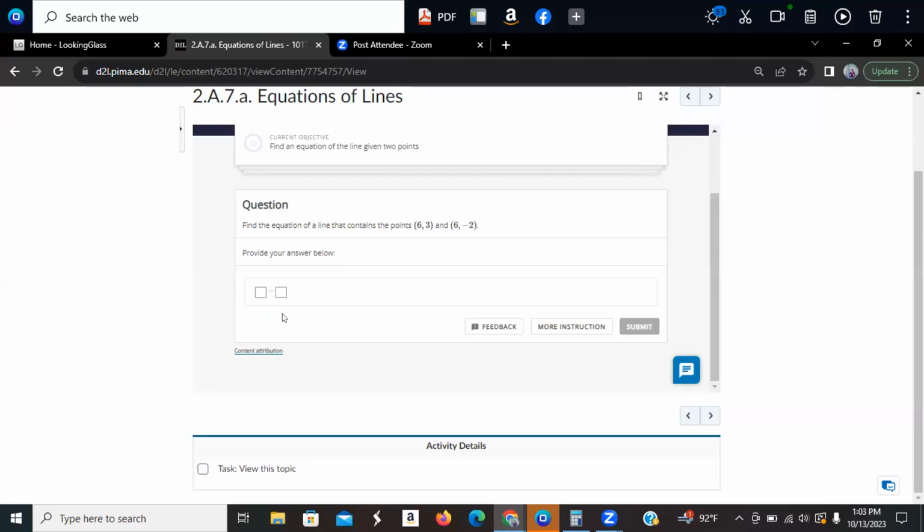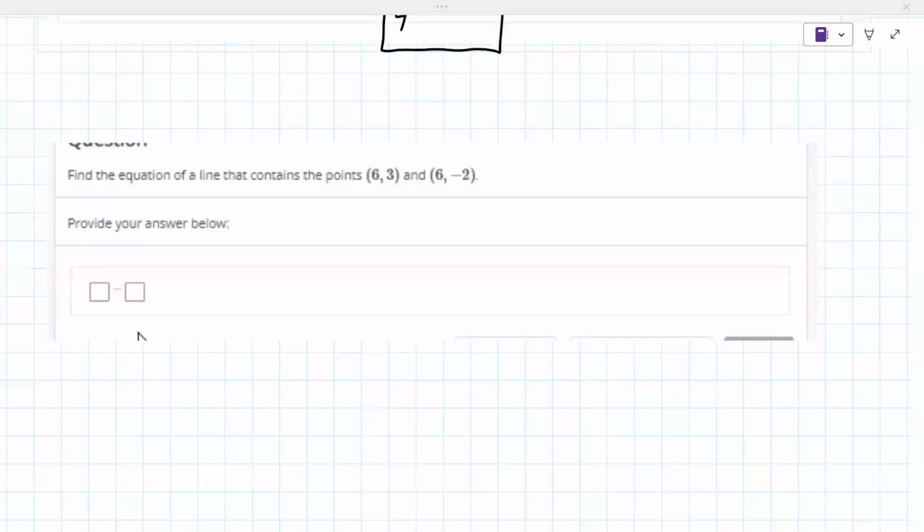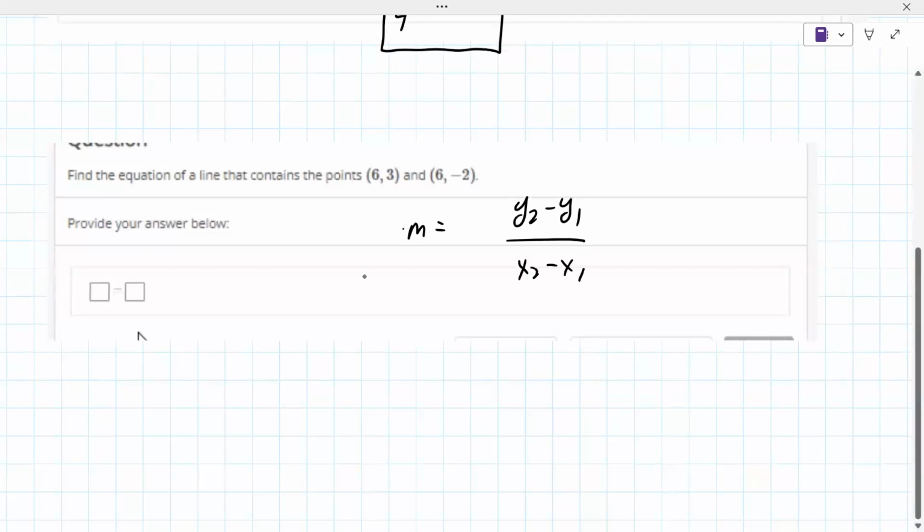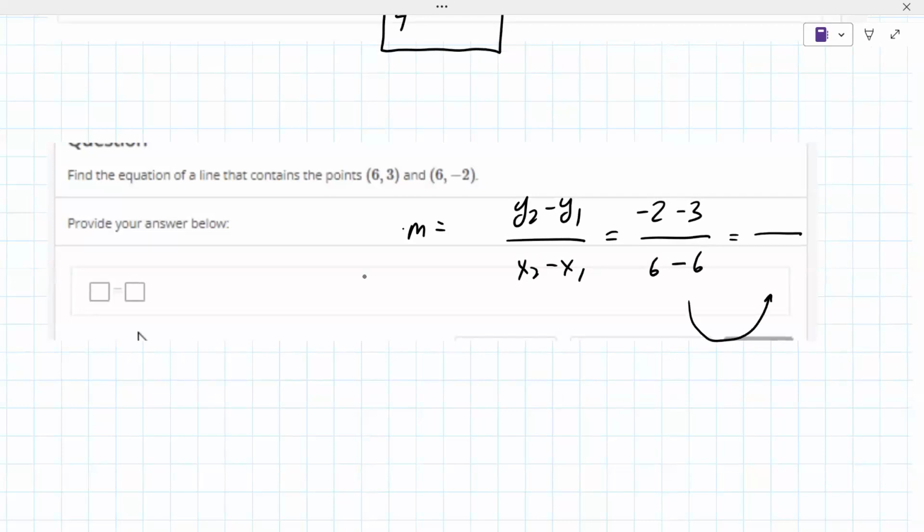So first thing, when you're given two points, you want to find the slope. If you recall, the slope formula is y2 minus y1 over x2 minus x1. In this problem, it's negative 2 minus 3 over 6 minus 6. What does the bottom become? What is 6 minus 6? Zero. So you're not allowed to divide by zero.